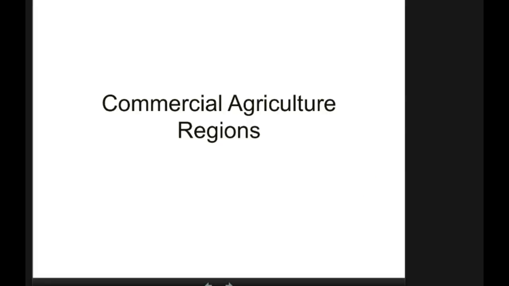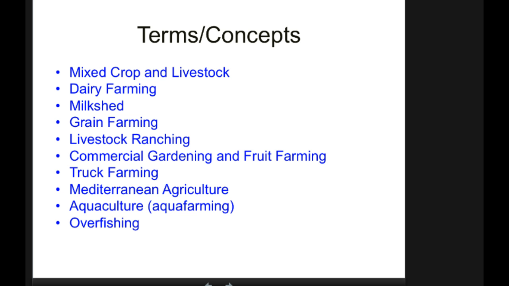Recently, we just looked at subsistence agricultural practices, and we did a brief introduction or comparison of commercial and subsistence agriculture. Today, we're going to look specifically at the various types of commercial agriculture. As you see here, the terms and concepts you should be able to identify and explain are listed below. Right now, we're going to focus primarily on the agricultural practices and the different types.